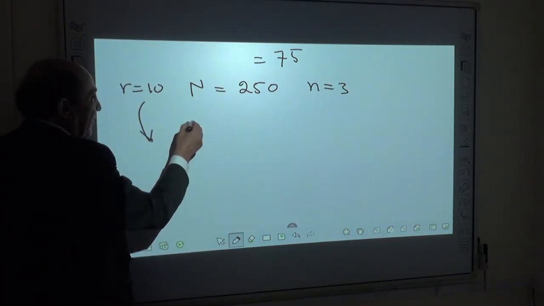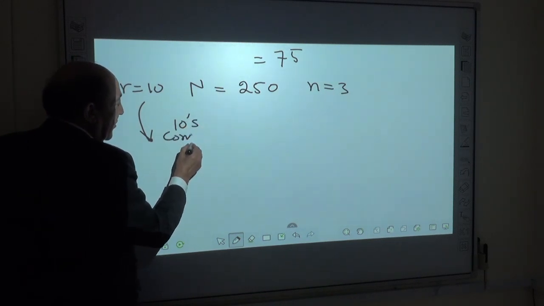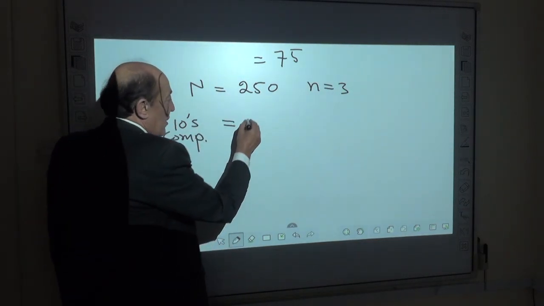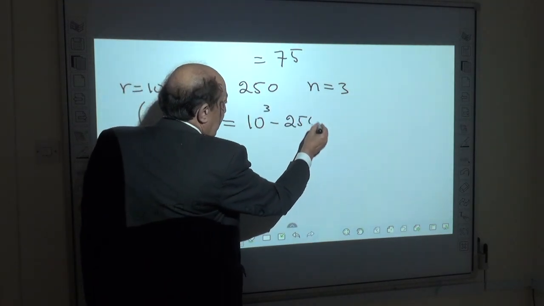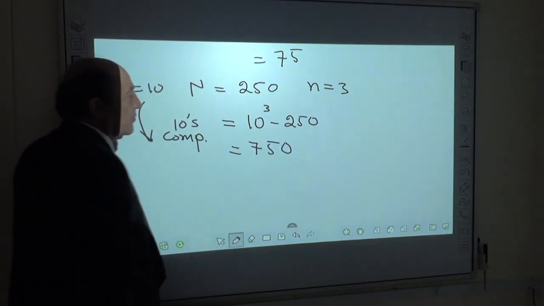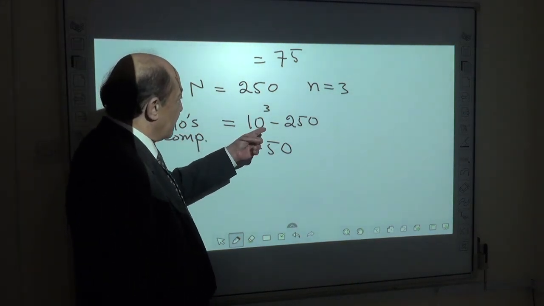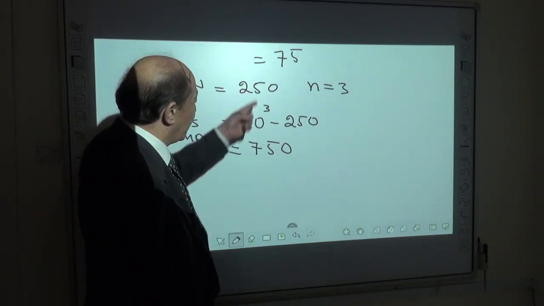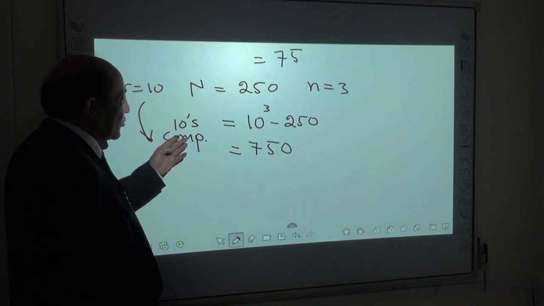Then the 10's complement of the number n equals 10 to the power 3 minus this number, which is equal to 750. You can exercise by yourself and find out that the 9's complement of 250 is 749. The 10's complement is 750.